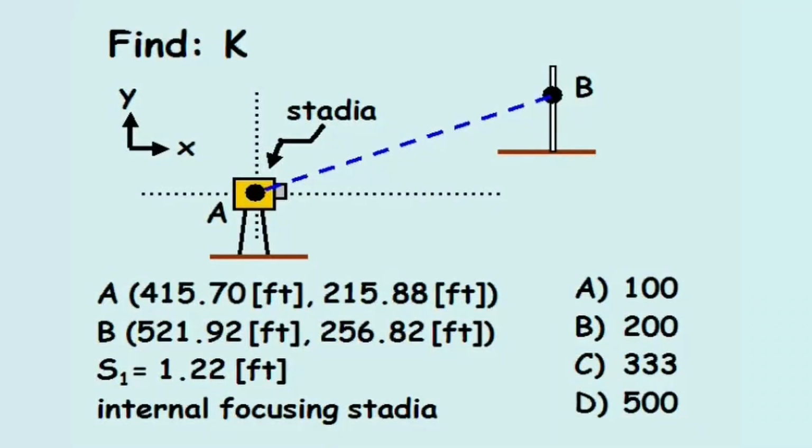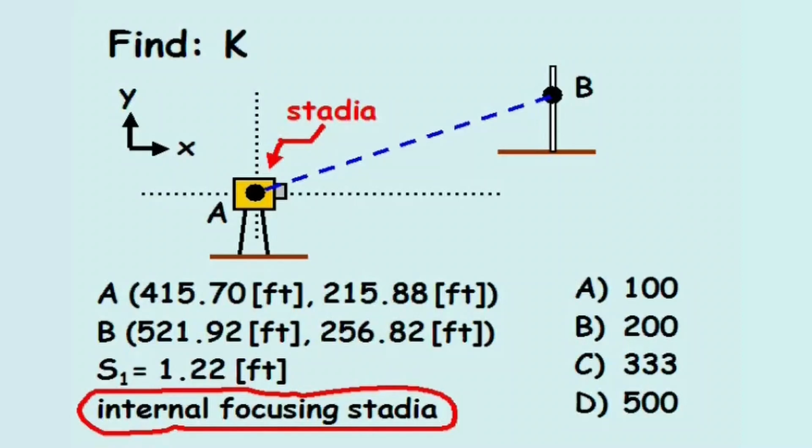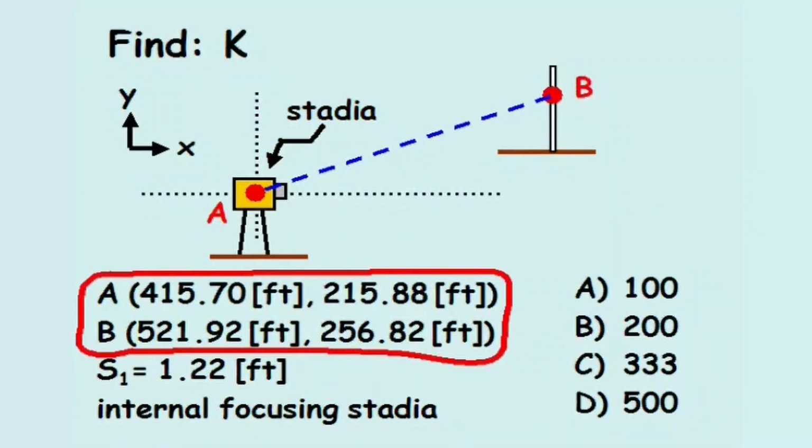Find the value of k. In this problem, an internally focused stadia is used to measure the distance between points A and B. The coordinates of point A and point B are given in units of feet using a standard XY coordinate system.